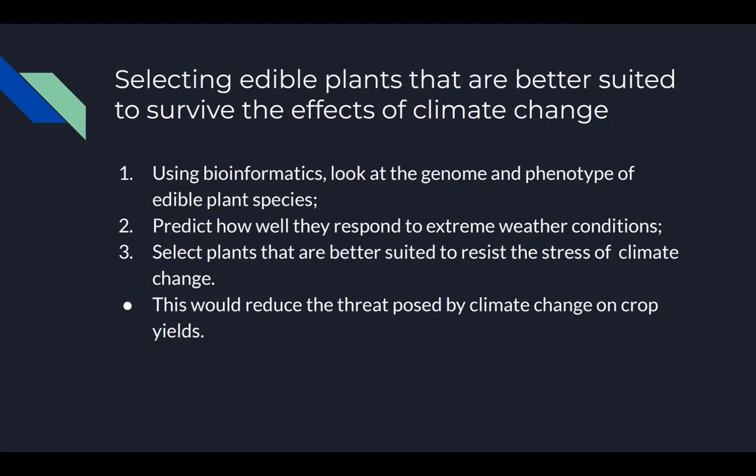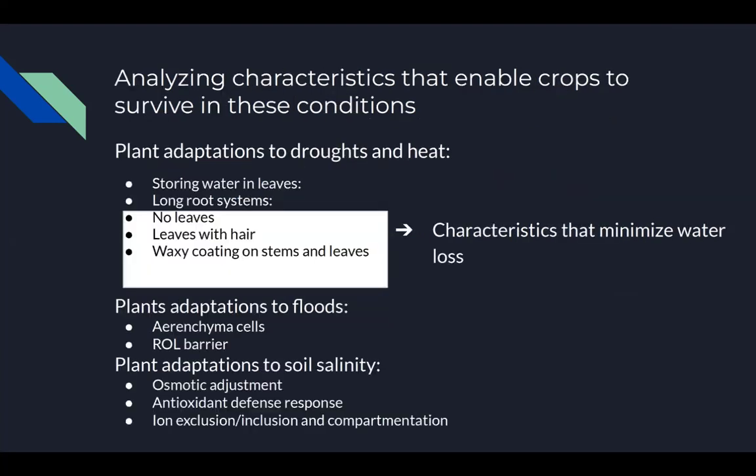So, what I'm suggesting is that using bioinformatics, we look at the genome and the physical characteristics of different edible plant species, predict how well they would respond to the effects of climate change, and then select those that would still be able to survive in these extreme weather conditions. This would reduce the threat posed by climate change on crop yields.